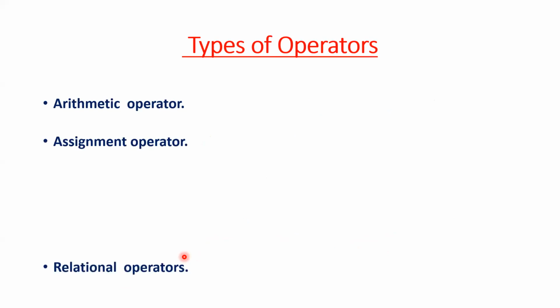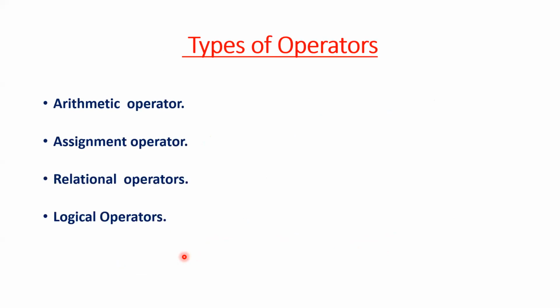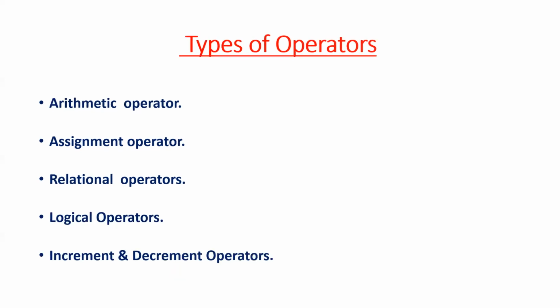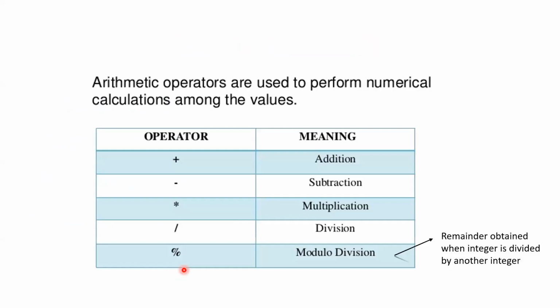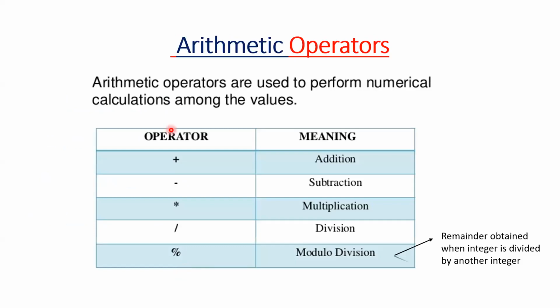The next is the types of operators. First, arithmetic operators. Second one is assignment operators. Third one is relational operators. The fourth one is logical operators. And the last, the fifth one, is the increment and decrement operators. These operators we will learn in detail. The first one is arithmetic operators. Okay?